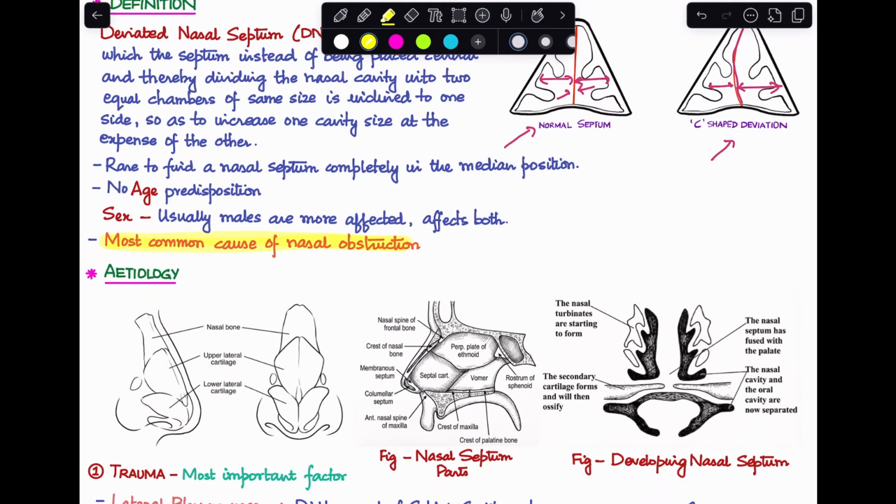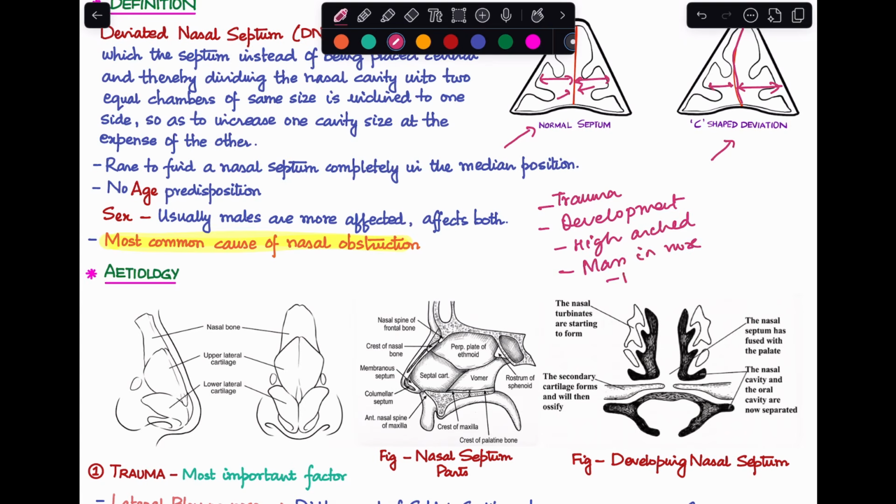Now, starting with the causes of DNS, we have a lot of them. First, the most important cause would be trauma. Next, we have developmental errors. Third, we'll talk about high arched palate. We'll talk about any mass in the nose. And then we have some racial factors, and then we have some hereditary factors. So these are the six factors that we'll talk about in the etiology of DNS.